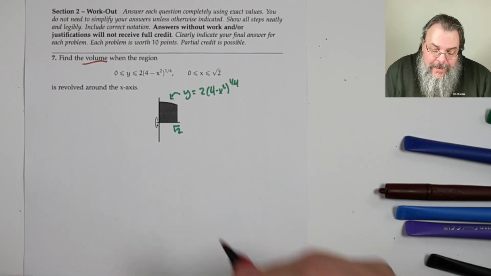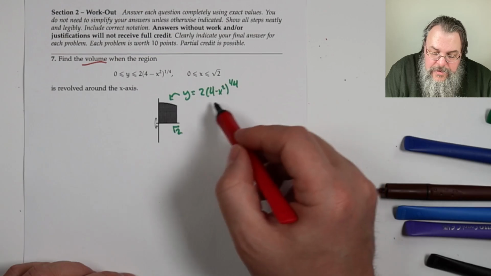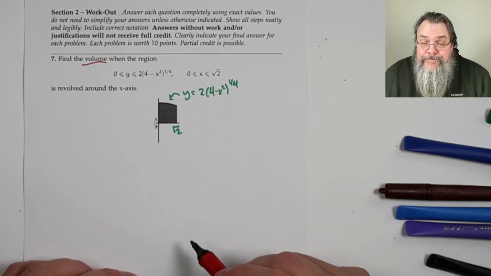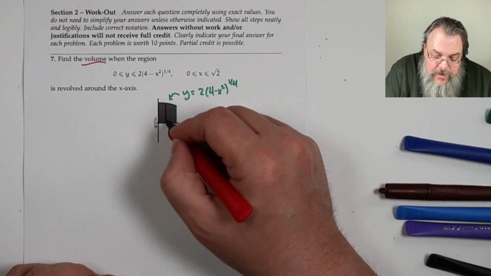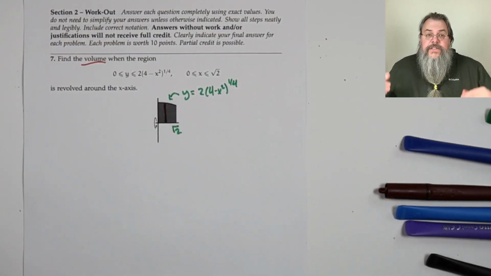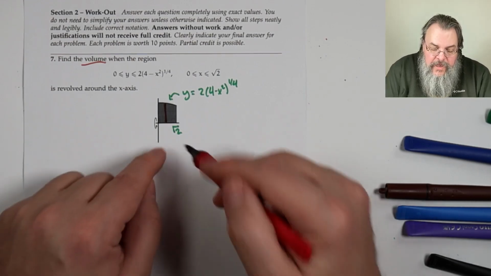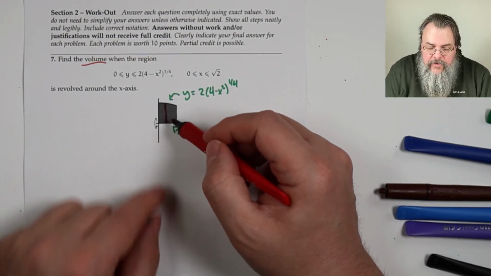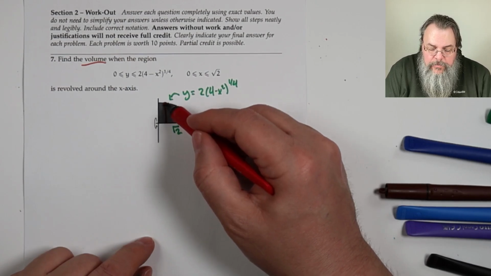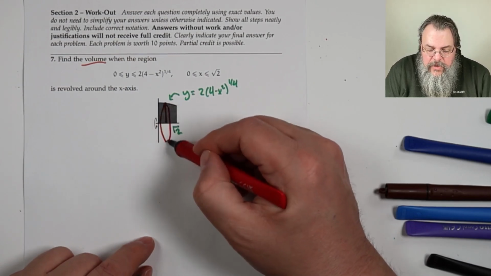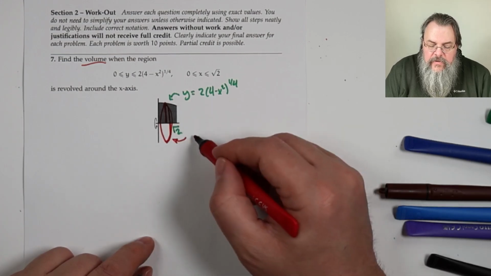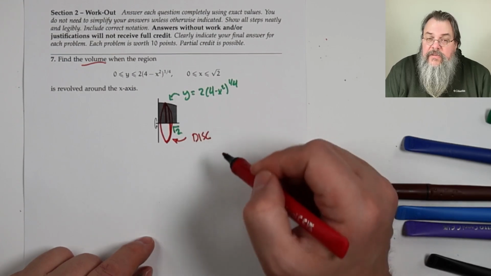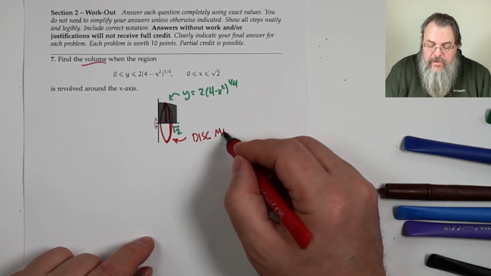So, looking at what we have, I say, well, this is a function of x. True story. And we say, okay, well, if it's a function of x, let's slice like we would for x. And so, in other words, we're going to have vertical slicing. And if we spin that, the question is, what shape gets formed? And the answer is, this is forming a disk. So we want to use the disk method.